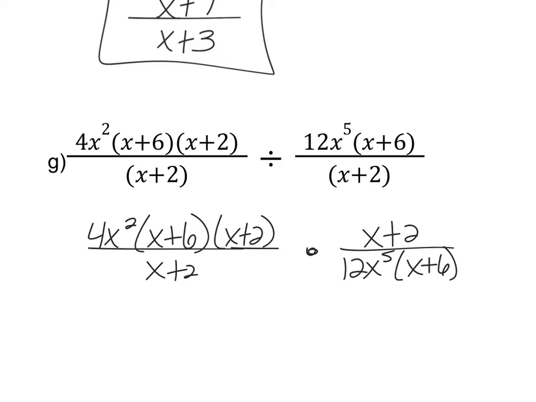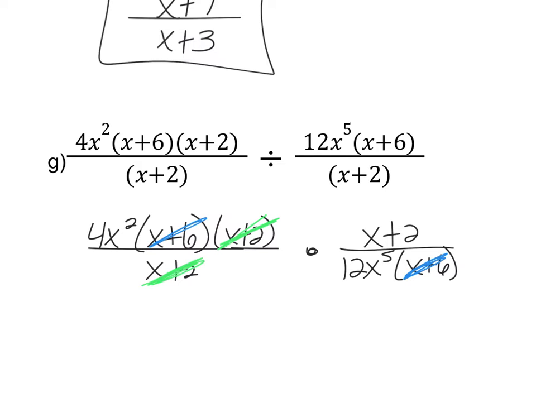Okay. What do you see? So I see that x plus 6's cancel. Cool. One set of x plus 2, right? Doesn't matter which one on top. Just pick one of them.